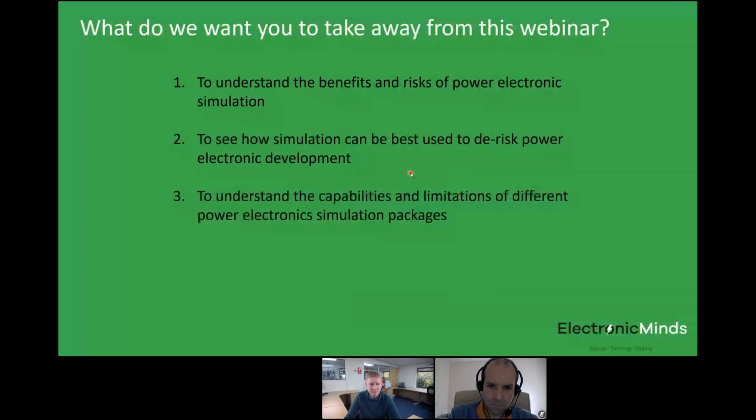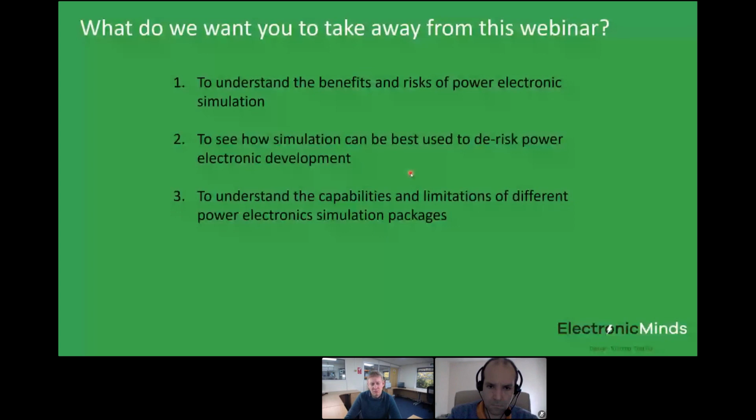There are a number of different packages available for simulating power electronics. Some of them are free open source tools and some are commercial tools. We don't have an affiliation to any particular vendor. We use certain tools just for historic reasons, but I'll give you a list of different tools at the end that you can pick from, either free or commercially available.